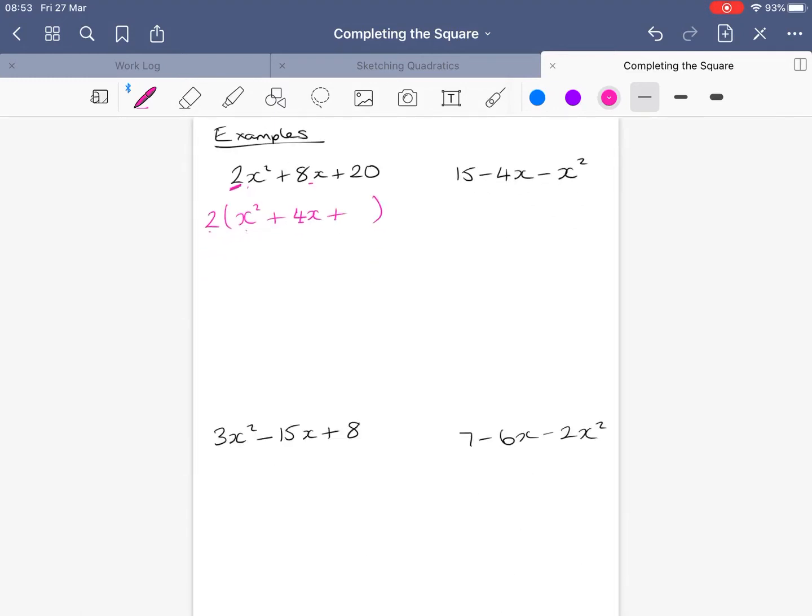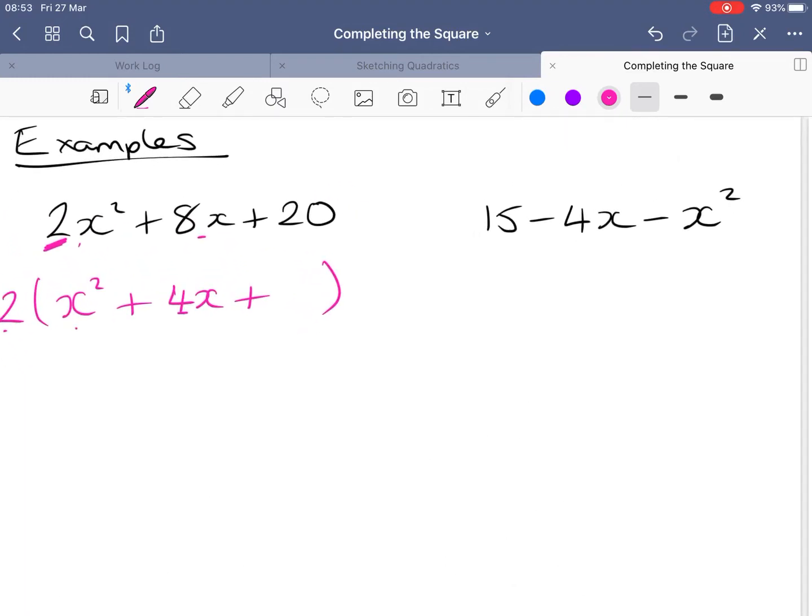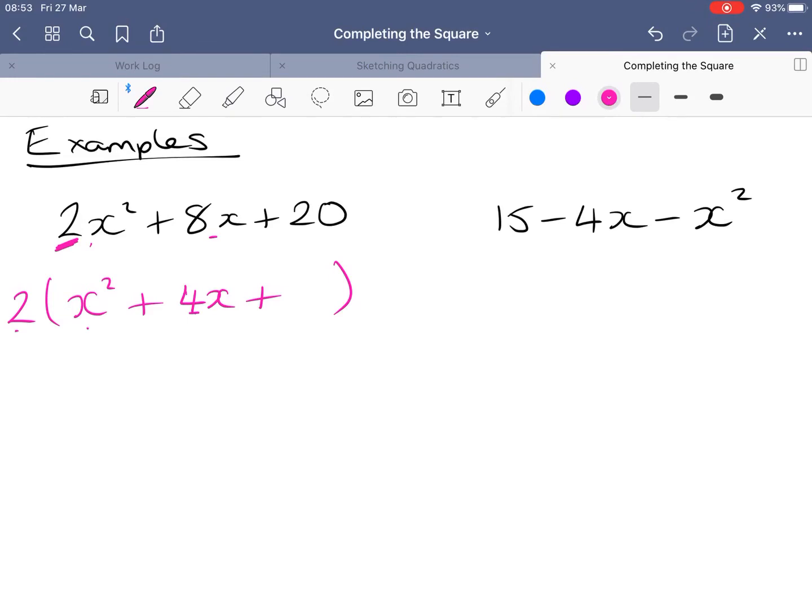And again, remember, 2 times the number term has to make 20. So it becomes 10. And now, the way I think about it is you've just got to keep that factor of 2 outside all the time. And now you just complete the square on the inside of the bracket.